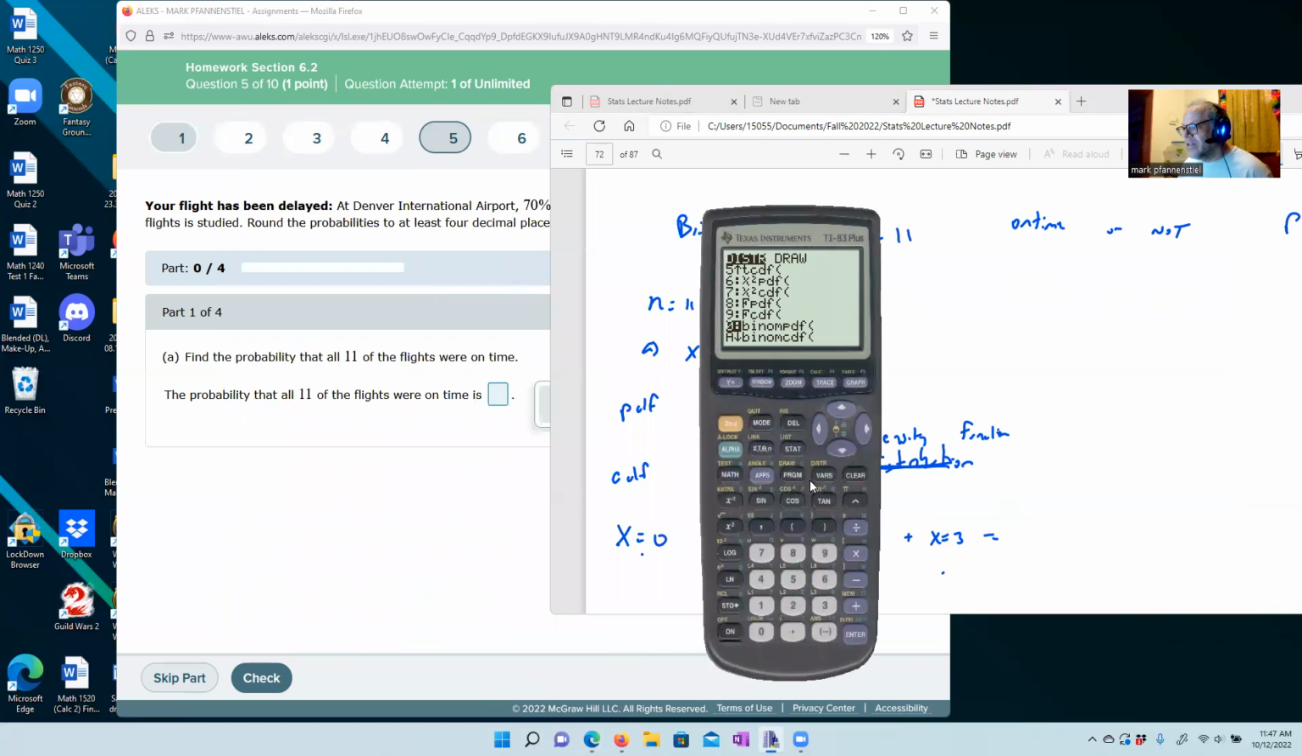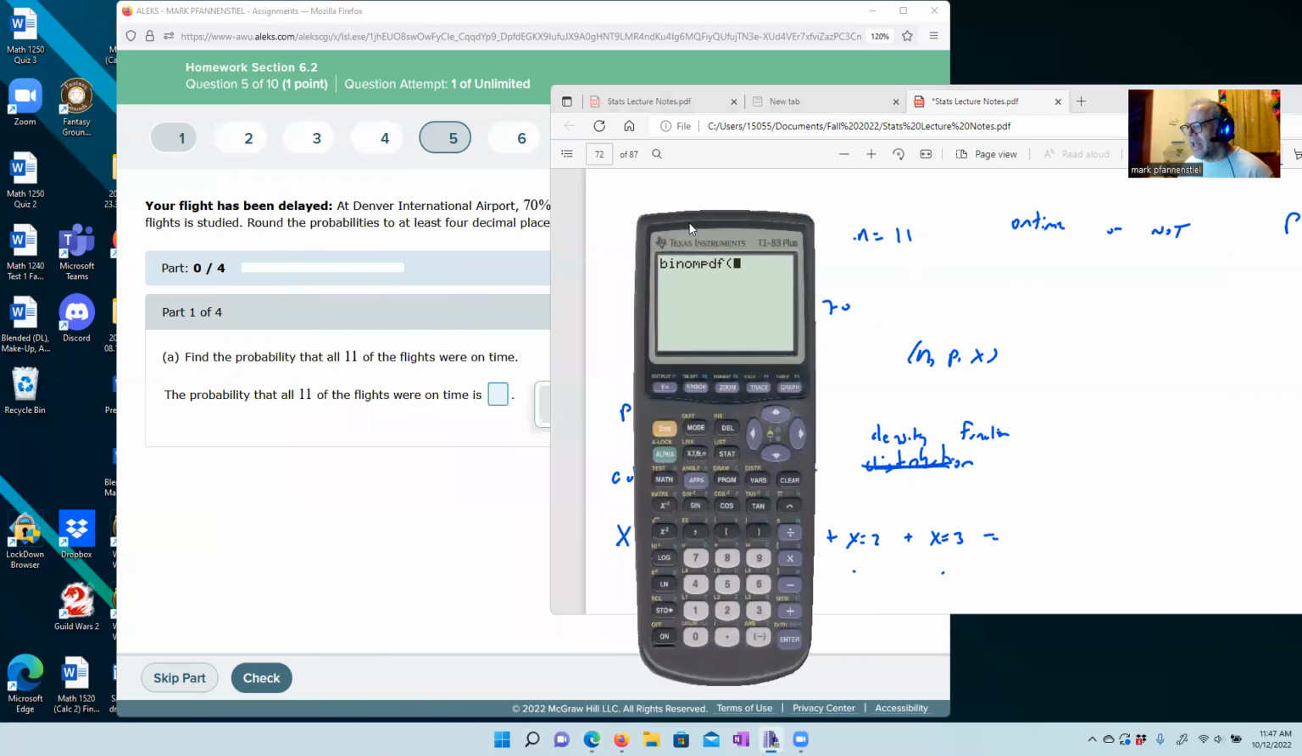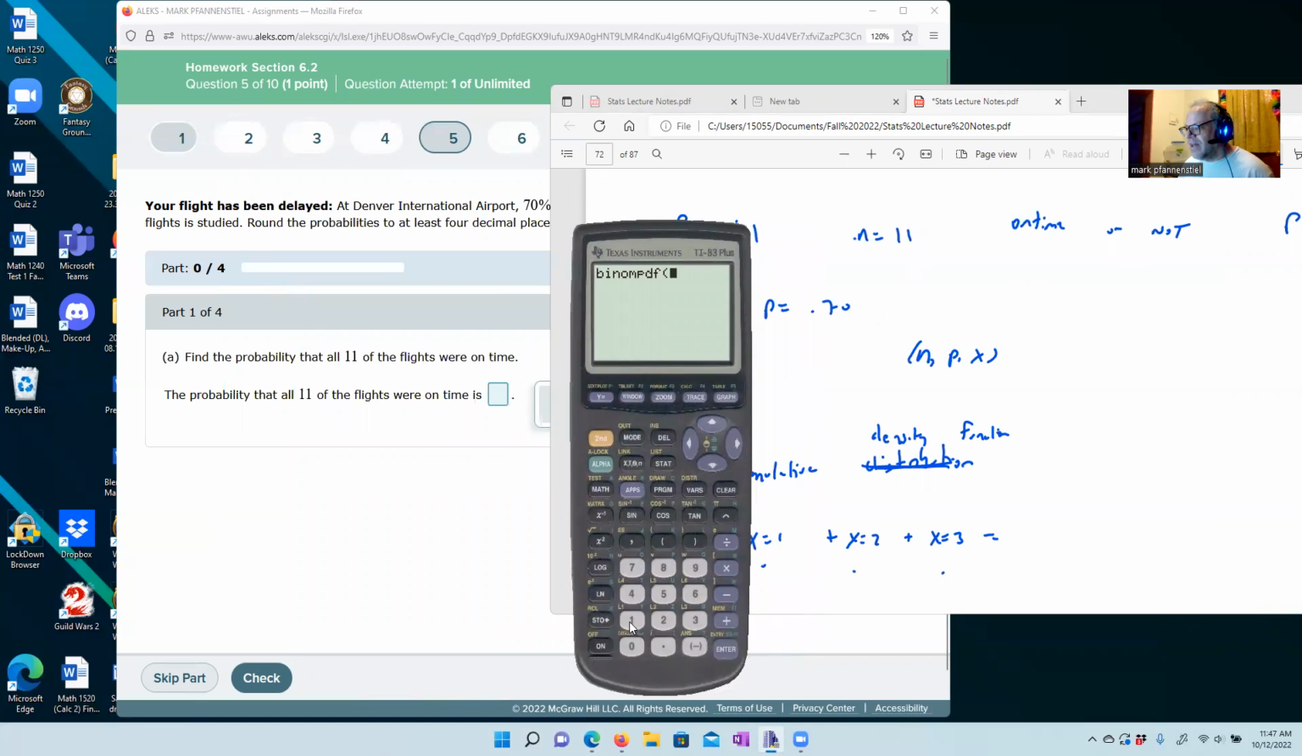So we're going to look at this probability. They want all 11 flights on time, so 11 out of 11. So we're going to use PDF. And remember, the arguments go in the order n, p, x. So we have 11 flights, and we want 0.7.